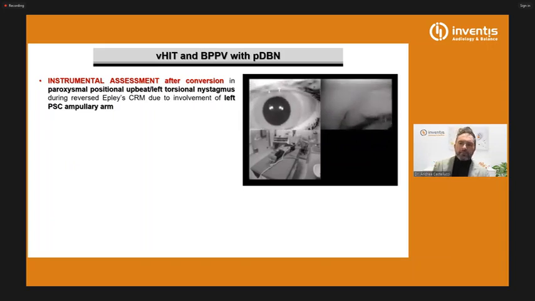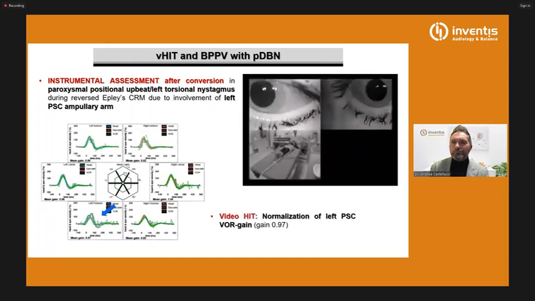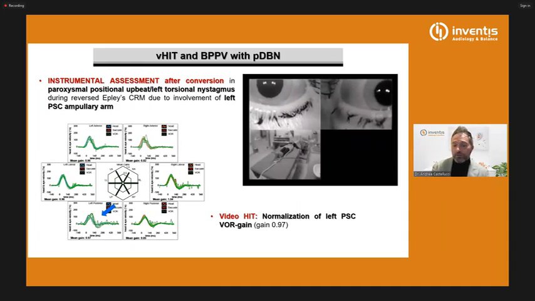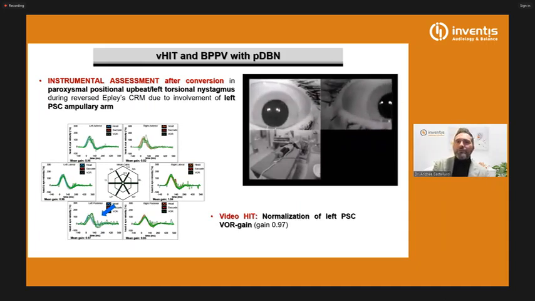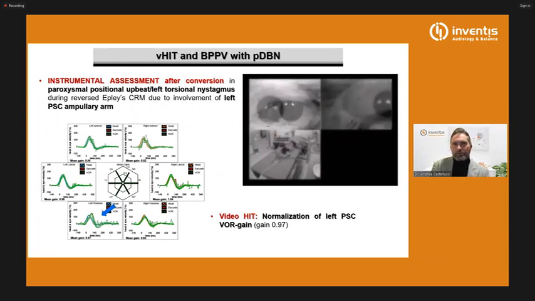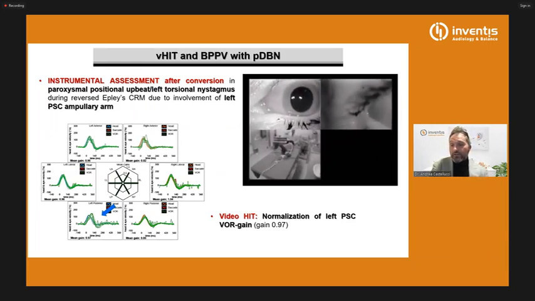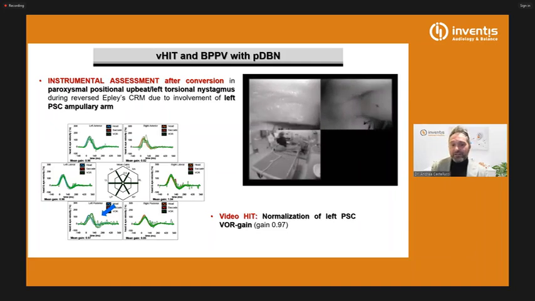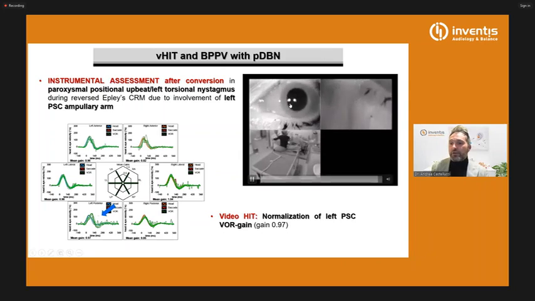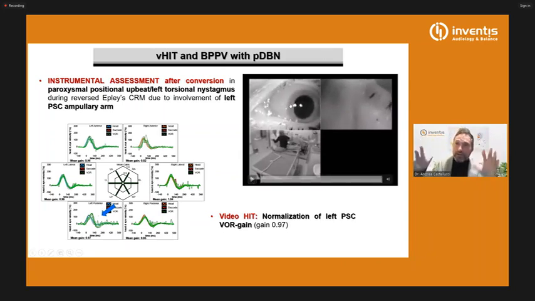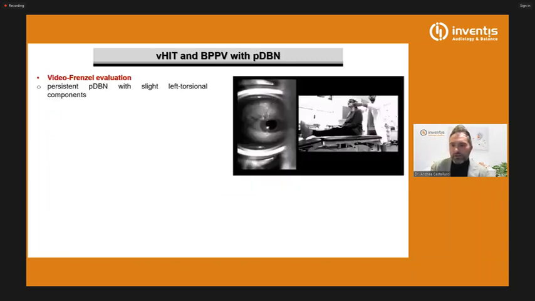So it was a left apogeotropic BPPV, where otoconia were stuck in the non-ampullary arm of the posterior canal. And after the positioning maneuver, after converting this non-ampullary arm posterior canal BPPV of the left side in a typical ampullary posterior canal BPPV of the left side, you can see here how we had a normalization of the posterior canal video gain. You can see here again the huge downbeat nystagmus due to important activation of the ex vacuo of the ipsilesional anterior canal.